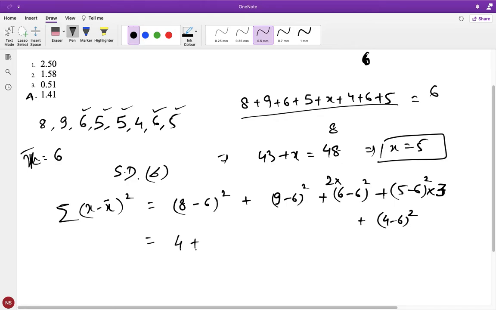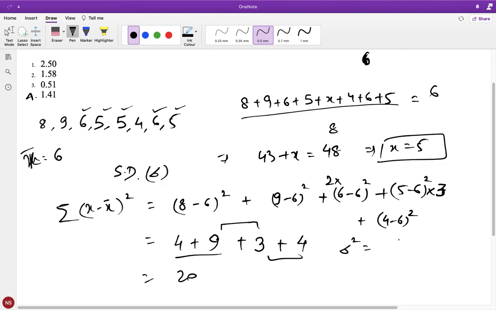This is 4, this is 3 square is 9. This is 0 times 2 is 0. So minus 1 square is 1, 1 times 3 is 3. Minus 2 square is 4. So this is 13, 16, 20.